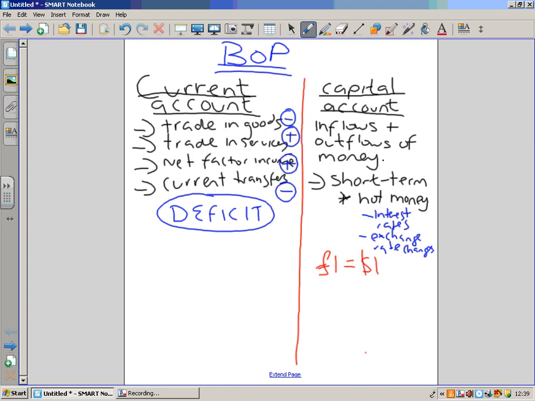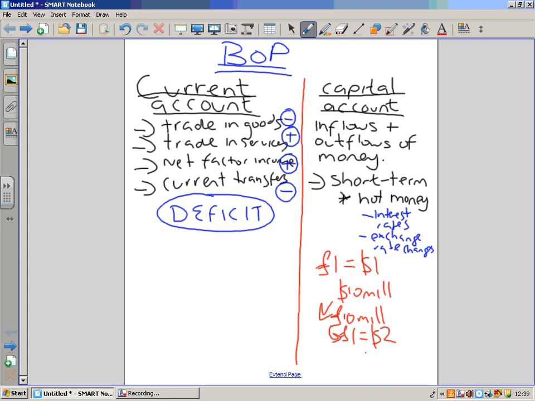£1 equals $1. We know this citizen's got $10 million to invest. If this citizen invests this in Britain, puts it into a British bank, their $10 million will become £10 million at the current exchange rate. But let's imagine now over the course of the next year, the pound appreciates to £1 equals $2.